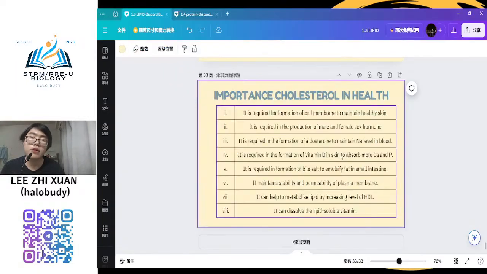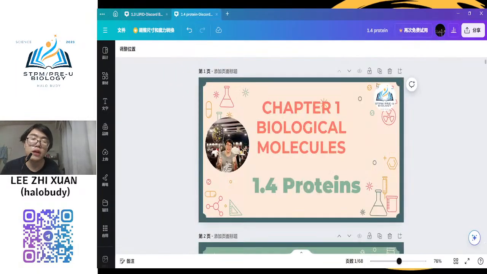If no question, next we will go through the protein. Protein is one of the famous topics that MPM normally likes to come out with.